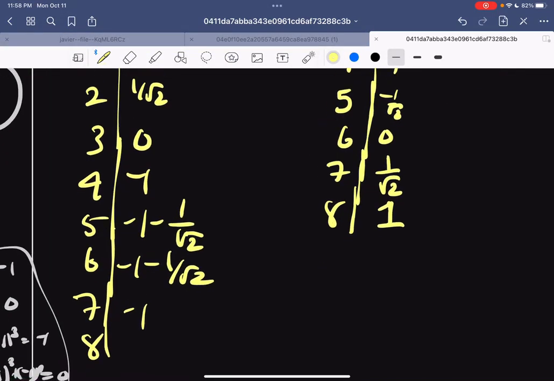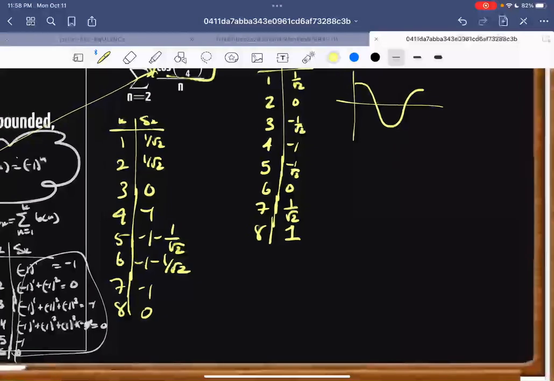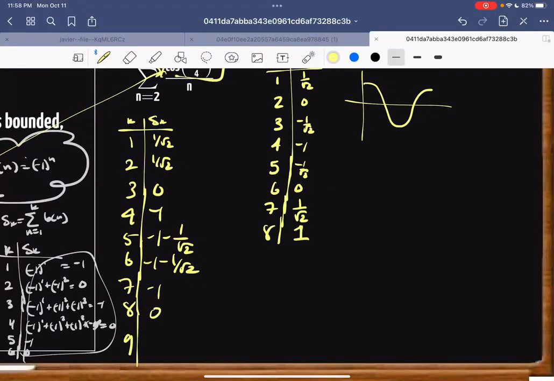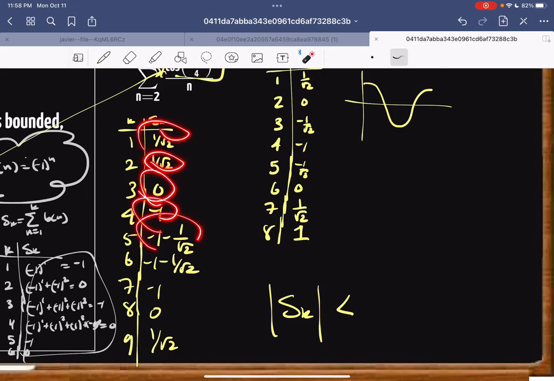For 8, that would give me 0. And you see that for 9, it would just repeat itself, and I'd go back to this one, and that one, and that one, and that one. So the S_k are all, in absolute value, less than something. I just have to figure out what's the biggest number that pops up on my radar in any one of these.